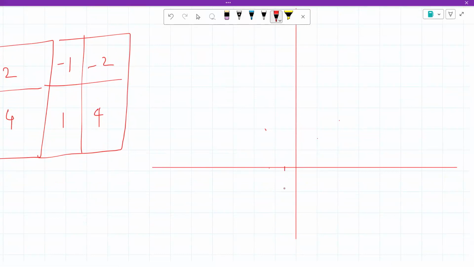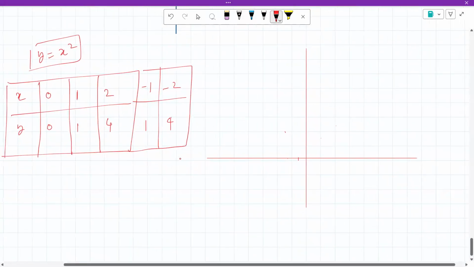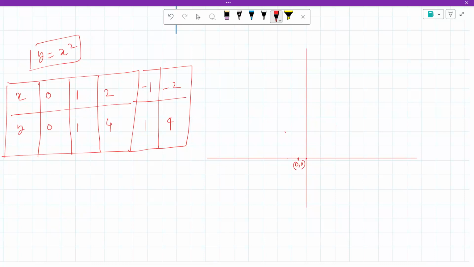So let's write this. First point is 0, comma 0. So this is here, right? This is 0, comma 0. Second point is 1, comma 1. So let's say this is here, right? This is 1, 2, 3, 4, 5, 6, 7. And the first point is 0, comma 0. This is 1, comma 1.